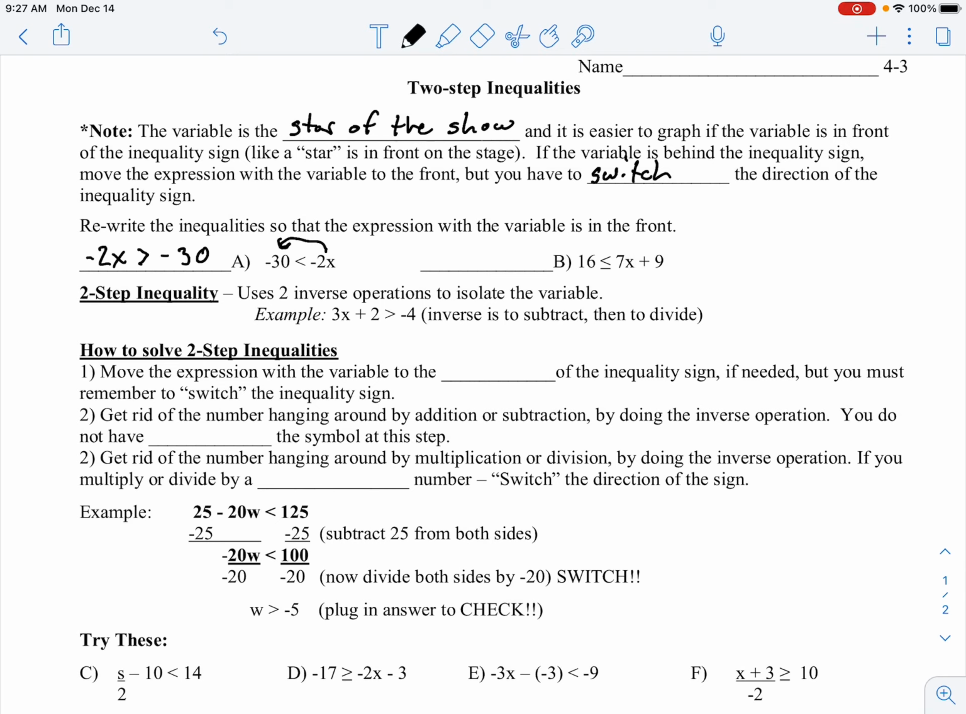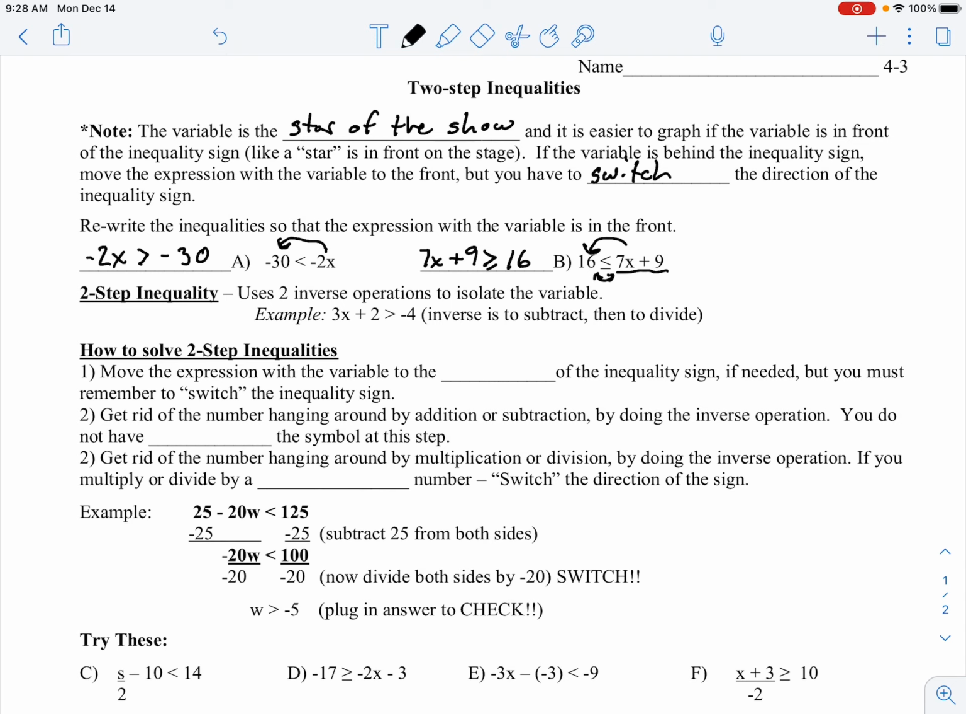Same thing with inequalities with two terms on the left. So if I wanted this to be out front, I could rewrite that expression there. So we have 7x plus 9, but I have to swap the direction of this sign here because it's greater than 16, so it still has to remain greater than or equal to 16. So pretty easy to swap things around to make life easier for us.